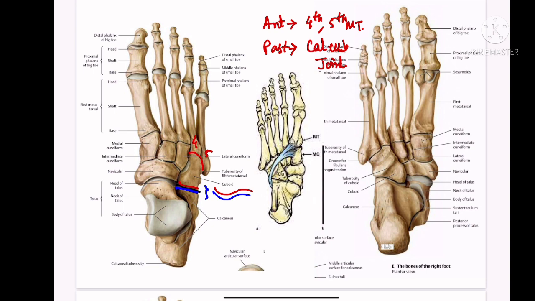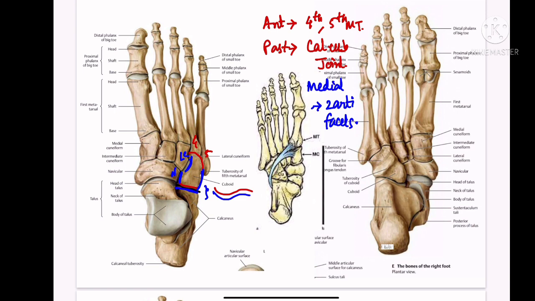Next, we'll discuss the medial and the lateral surface. First of all, the medial surface. The medial surface presents 2 articular facets. One articular facet is for the navicular, and another articular facet is for the lateral cuneiform. So the medial surface presents 2 articular facets, one for the navicular and one for the lateral cuneiform.